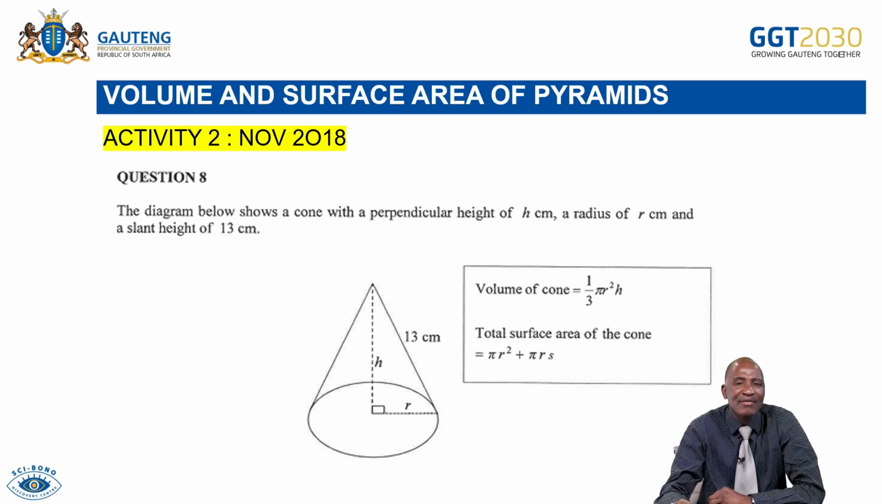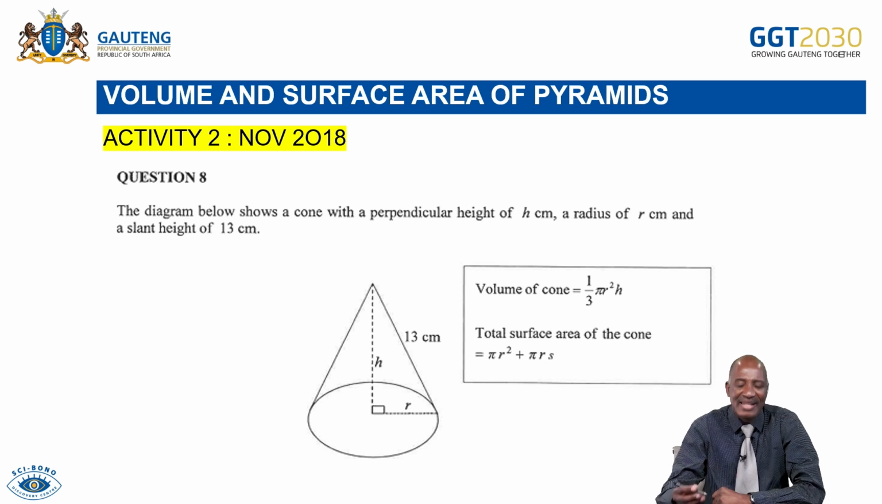Right, activity 2. It says the diagram below shows a cone with a perpendicular height of h, a radius of r centimeters, and a slant height of 13. Already I can see Pythagoras' theorem there. Determine the volume. The volume of the cone is 1/3 pi r squared h. This is the November 2018 question. Total surface area of the cone is pi r squared plus pi rs.